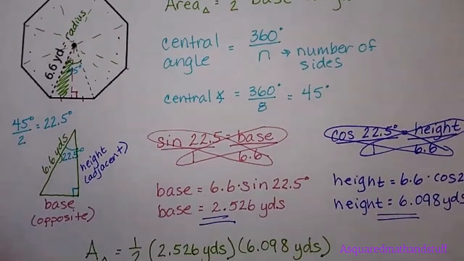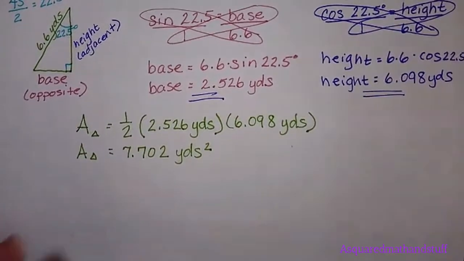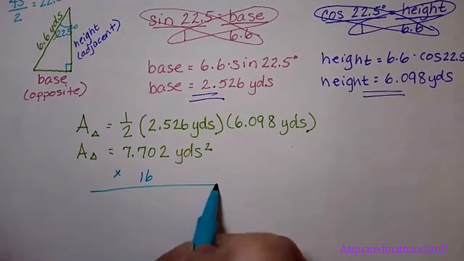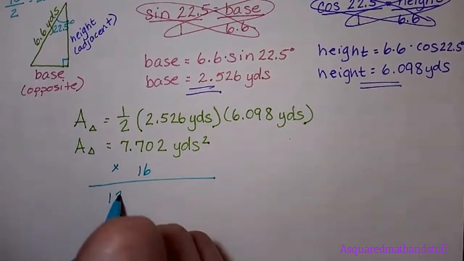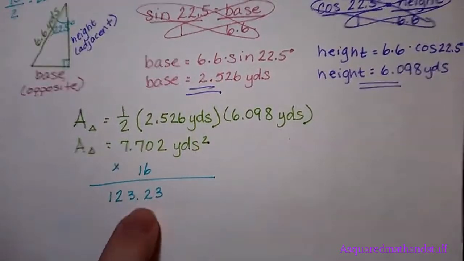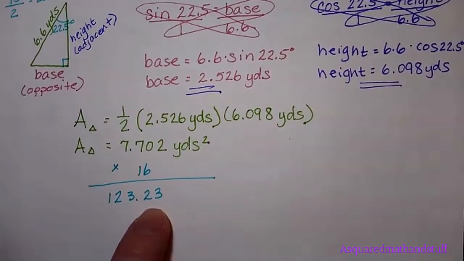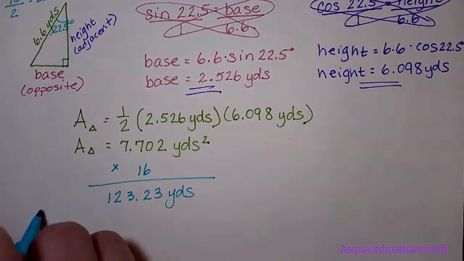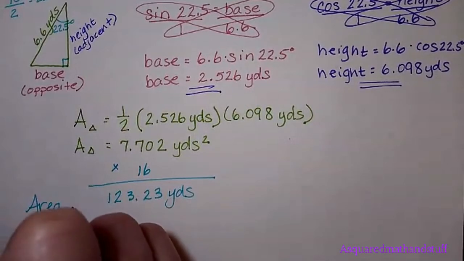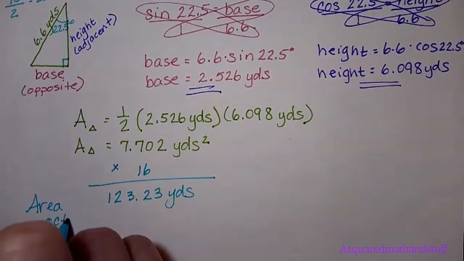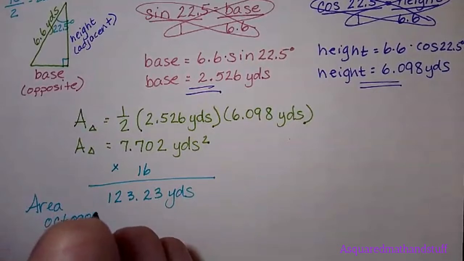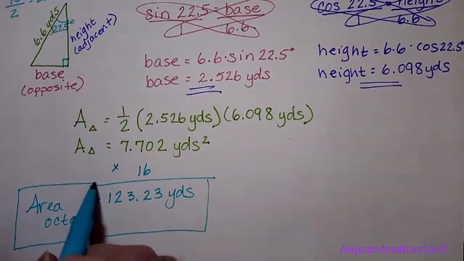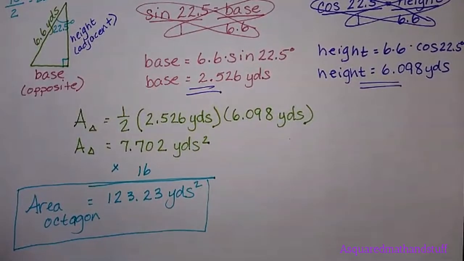So let's take the 7.702 yards, multiply that by 16, because we have 16 smaller triangles, and we will get 123.23. That's where I round. This is my final answer. I got 2 decimal places. Yards squared. So the area of our, what is that, an octagon? Octagon. Man, I'm terrible at spelling, I'll tell you what. 123 yards. Ooh, squared. Almost forgot that.